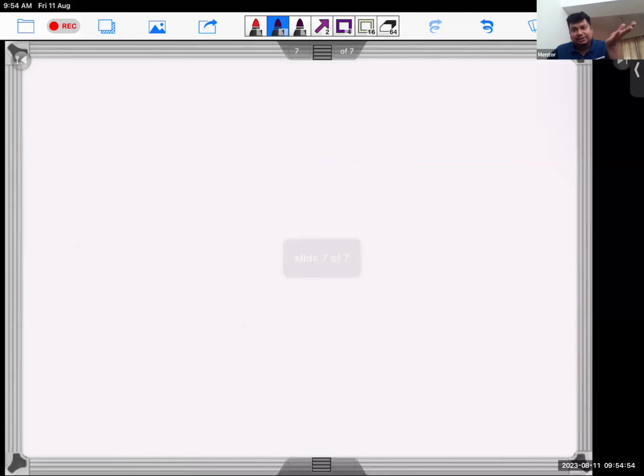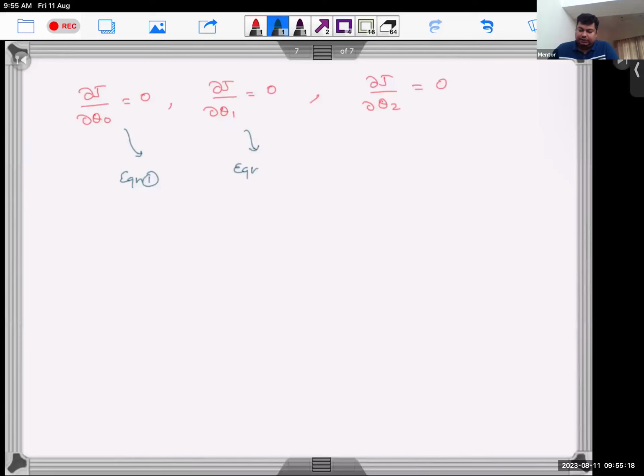One technique that I showed you was you take the derivative of this function with respect to theta naught, equate it to 0, take the derivative of j with respect to theta 1, equate it to 0, take the derivative with respect to theta 2, equate it to 0. This is the first technique that we discussed, right? Yes. So this is equation 1, equation 2, and equation 3.